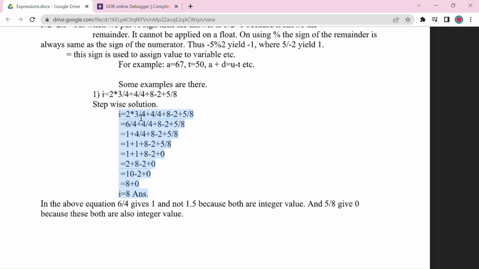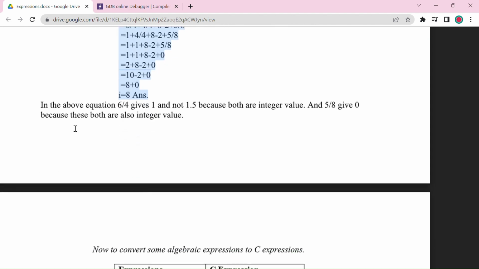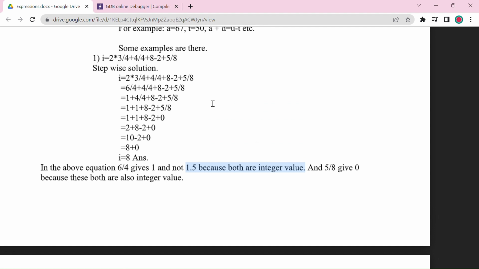As you can see, first it has been multiplied and then divided by 4, and this is the same, and then this is the same. Then it has been given the value, and then you can just go on like this. Okay, so in the above equation, 6 divided by 4 gives 1 and not 1.5, because both are integer values, right? 6 divided by 4 gives 1, although it's 1.5.